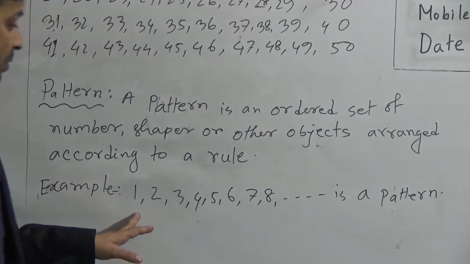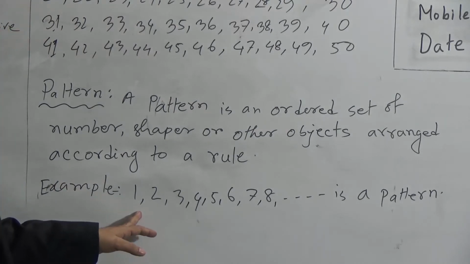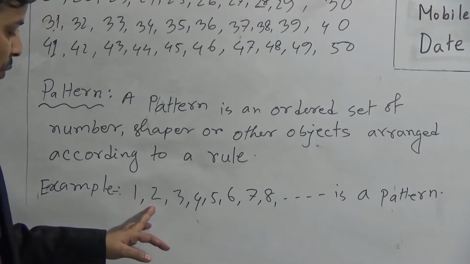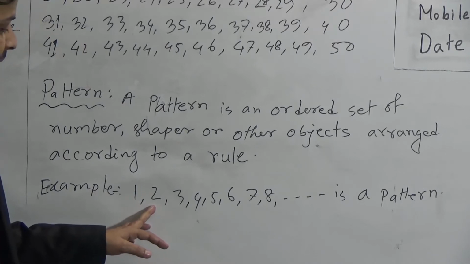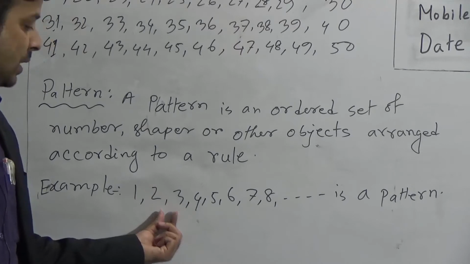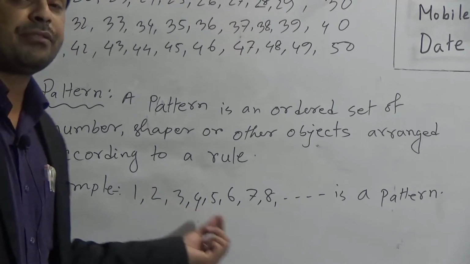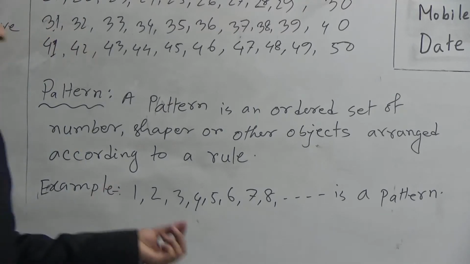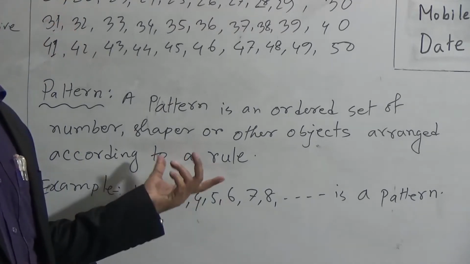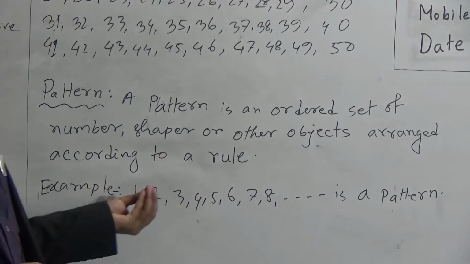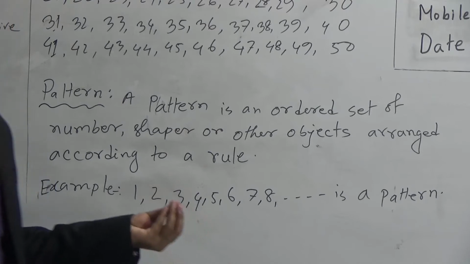Okay, dear students, now see what is the rule here. The rule is that every time the number is increasing by 1. First one is 1, second one is 2, so the difference is 1, and the third one is 3. So the difference between these two is 1. Here also the difference is 1. So in every case, the difference between two consecutive numbers is 1. So this is the rule here. Okay, dear students, I hope you have understood the definition of pattern.